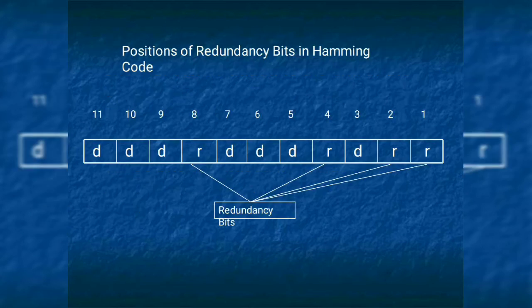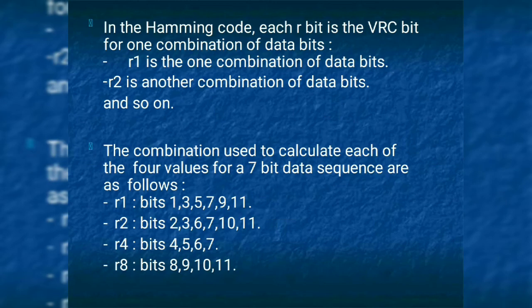See here, the positions of the redundancy bits are the first position, second position, fourth position and eighth position. Redundancy bits are also named parity bits. In the Hamming code, each R bit is a VRC, vertical redundancy check. R1 is one combination of the data bits, R2 is another combination, and so on, so there is also R4 and R8.